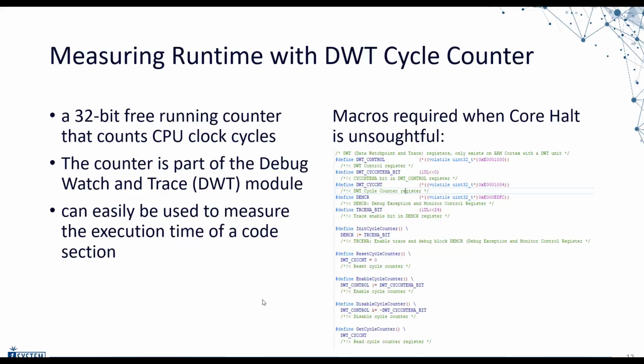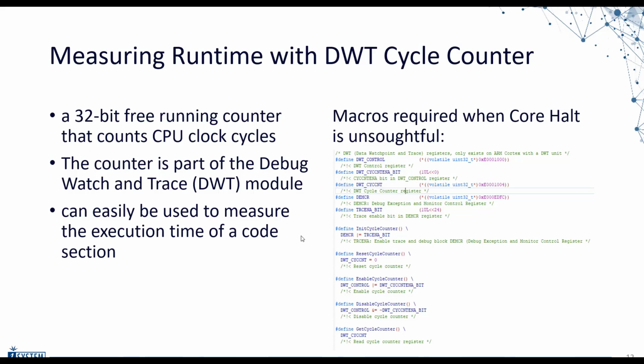So in this slide I'll be speaking about the DWT Cycle Counter. It is a 32-bit free running counter that counts CPU clock cycles. This DWT cycle counter can be used to find out the runtime of a specific function or a specific part of the code which you are interested in.